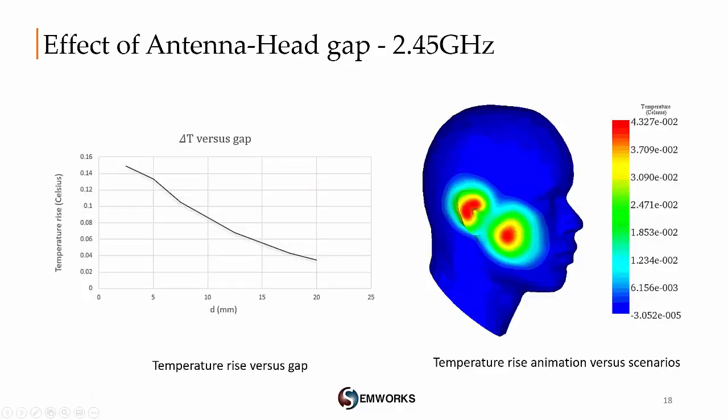And we conclude with the thermal behavior versus scenarios. The delta T, which is the temperature rise, decreases from 0.15 degrees Celsius for the first distance of 2.5 mm to 0.034 degrees Celsius for the final distance of 20 mm. It is concluded that the antenna position has a significant impact on the SAR and temperature rise within the human head. So, for a safe call, it is very important to take this factor into consideration, especially for frequent use of mobile phones.